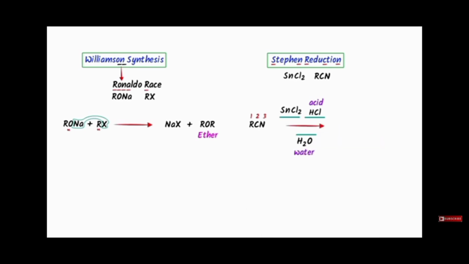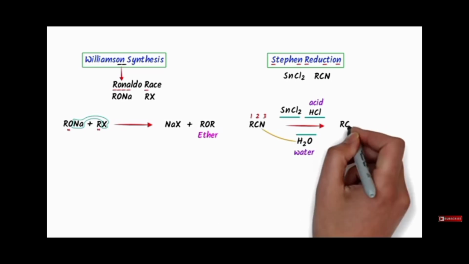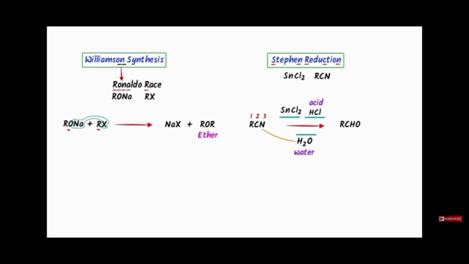These are the reactants of this reaction. I replace this nitrogen by HO of water. I write RC and HO. This is aldehyde. So this is the Stephen reduction reaction.